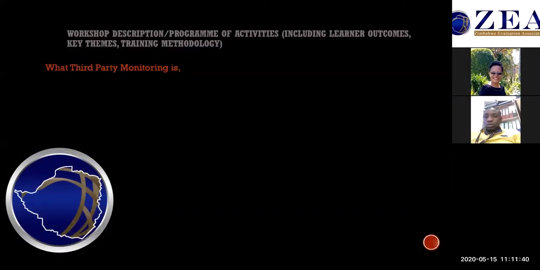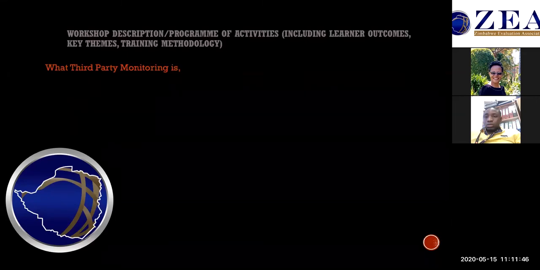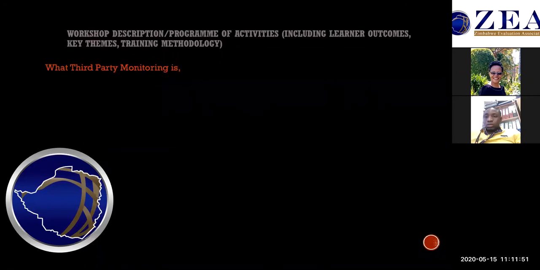Okay, yeah, we can start. So basically, we're going to be talking about third-party monitoring. I'll call it TPM for short. So in the presentation, I'll be referring to it as TPM.